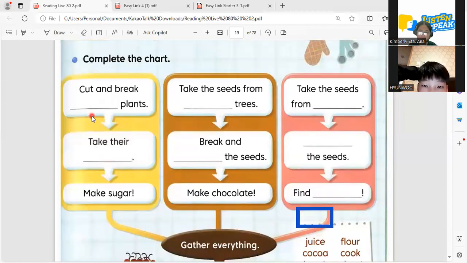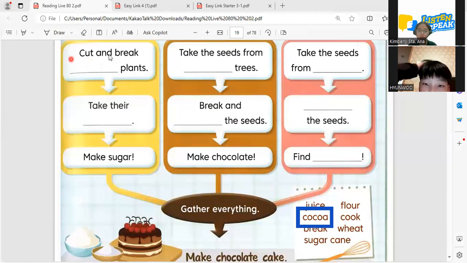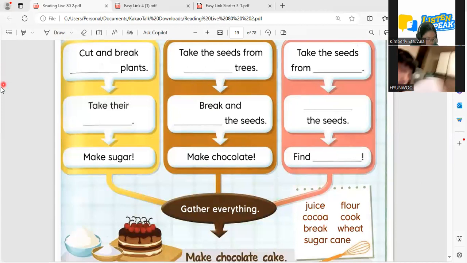Now let's learn how we can make sugar. You will choose your answers from this, okay? Cut and break cocoa. Oh, we're talking about sugar. Where do we get sugar? Is it from cocoa trees? No. Where can we get sugar? We get sugar from sugarcane. Sugarcane.